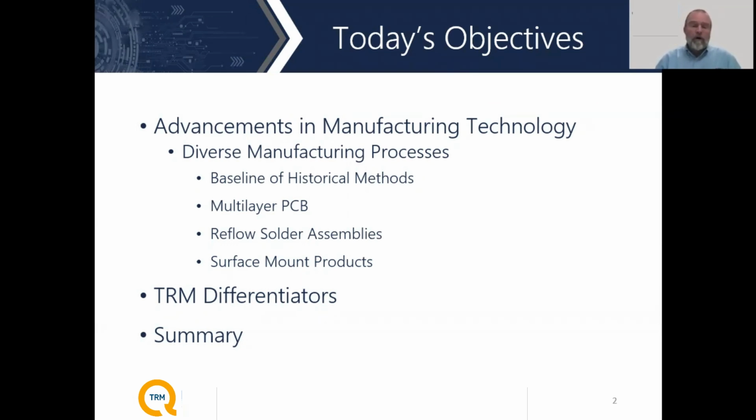We'll start with some of our baseline historical methods that we use for building and designing our products. Then we're going to move into some products and some processes that are more recent to TRM, things that you may or may not be aware of. Things like using multi-layered PCBs in various incarnations, being able to use solder reflow as part of our manufacturing process, and also using surface mount products, both in our products and as an end product to our customers. Then we'll go through some TRM differentiators, and we'll round it up with a summary.